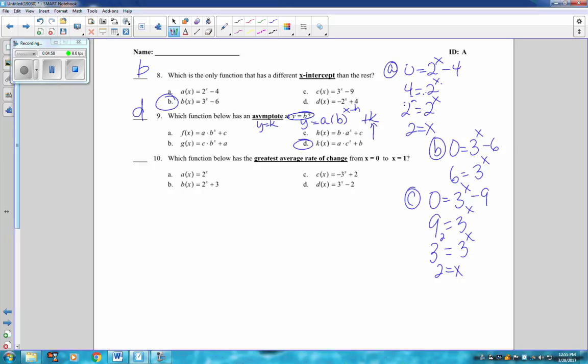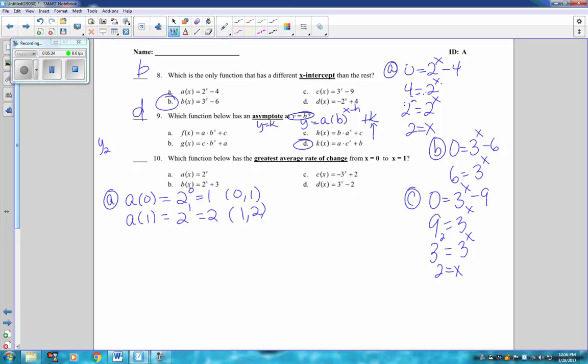The next one's looking for the average rate of change, and it wants to know which one is the greatest. So I have to go through all 4 of these to find out which is the greatest. It gives me the x-coordinates of 0 and 1. I have to find the y-coordinates. So for A, I'm going to find a of 0 by replacing x with 0, and that gives me 1. So that was the ordered pair 0, 1. And then a of 1 is 2 to the first power, which is 2, giving the ordered pair 1, 2.